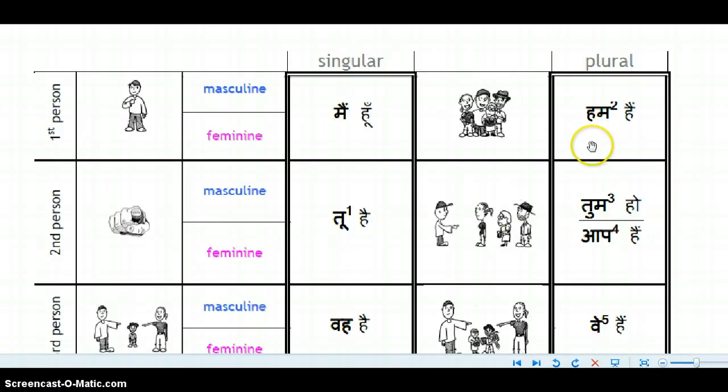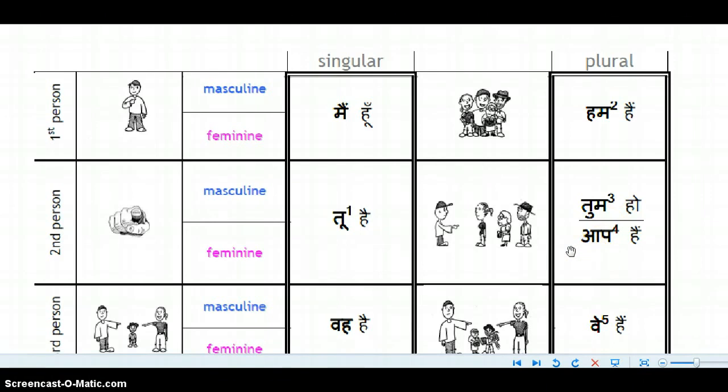Plural for the first person, hum hain. So sometimes many people will use it in the sense of the first person. So be careful that when using the plural for a singular person, you also need to make the adjectives plural. So hum hain means we are, or I am in some cases.